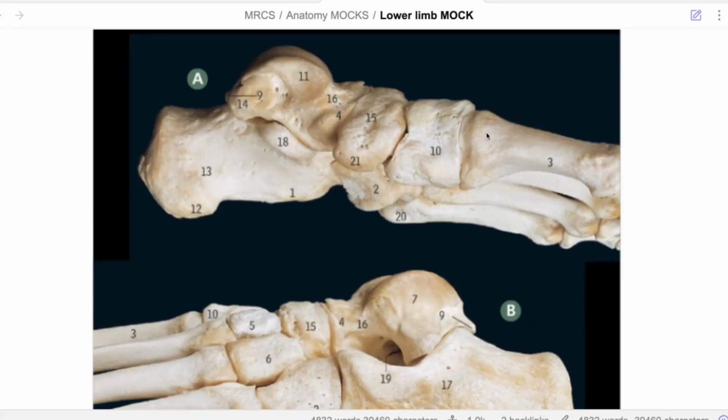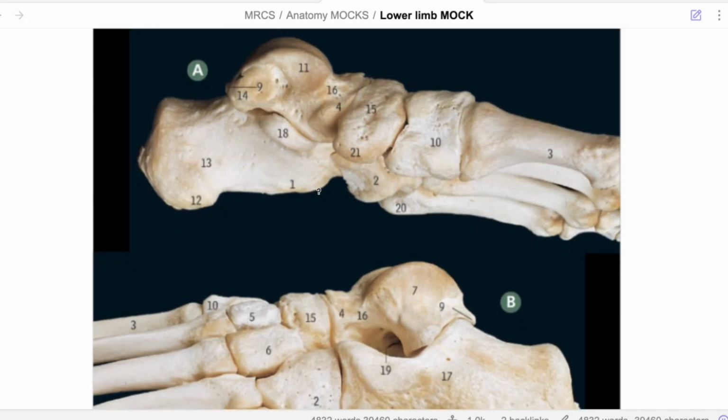All right, what is number 13? The number 13 is calcaneum. Do you want to say the side? Is it right or left calcaneum? Sir, it's left calcaneum.